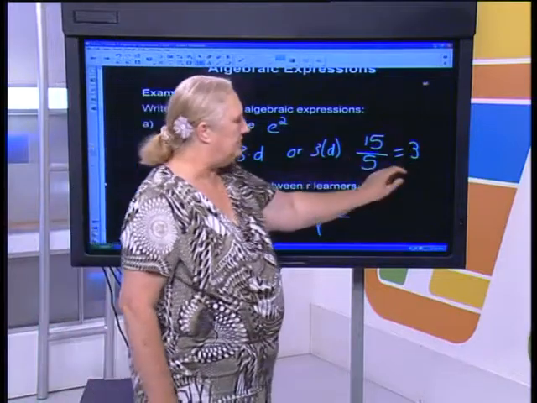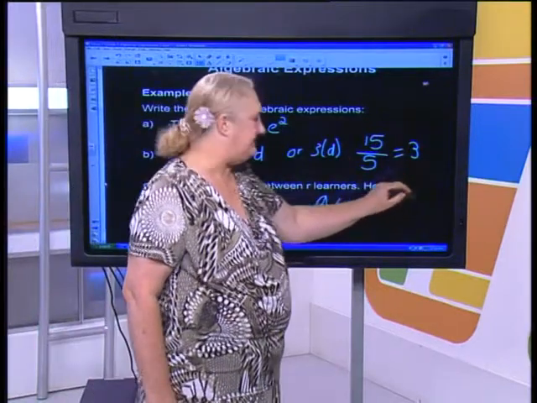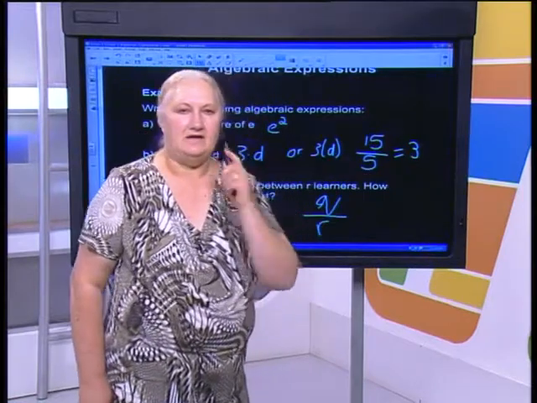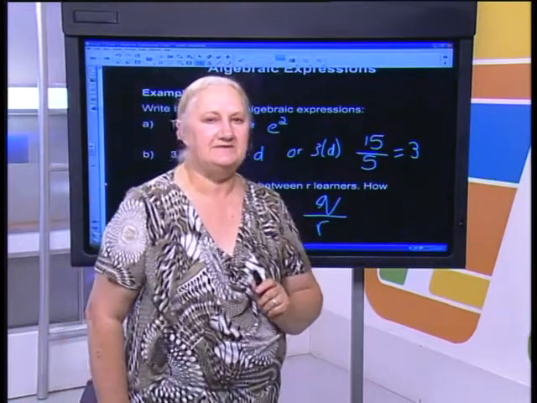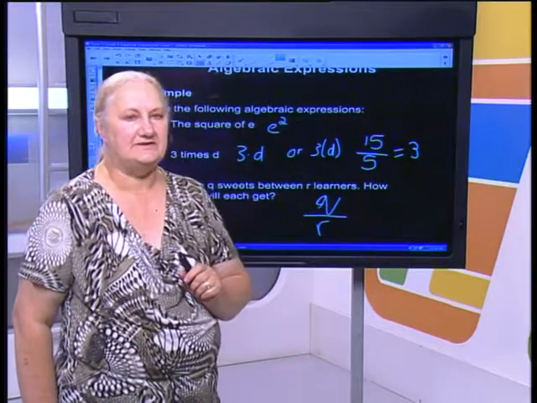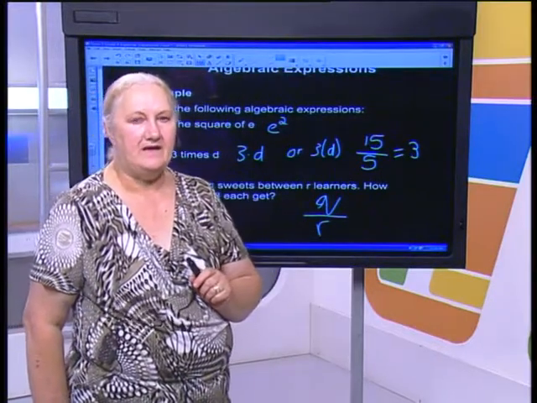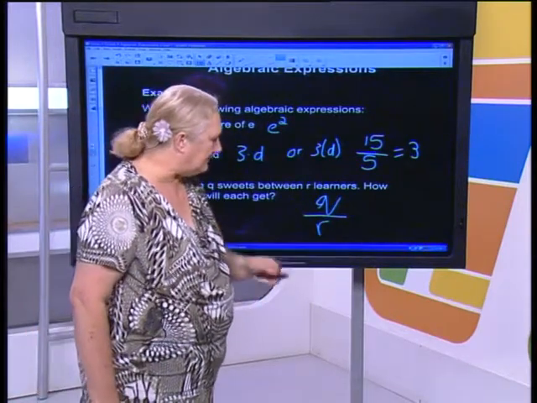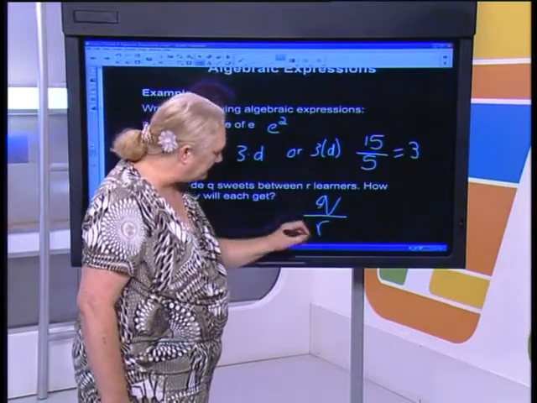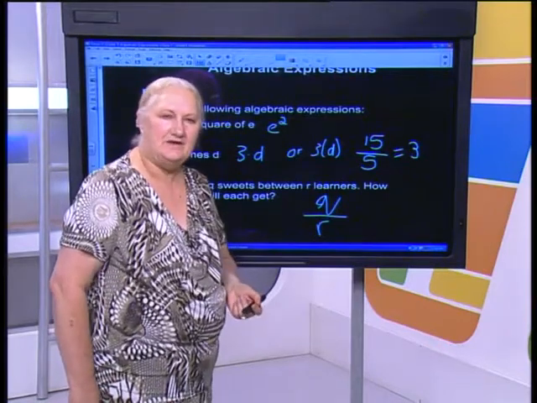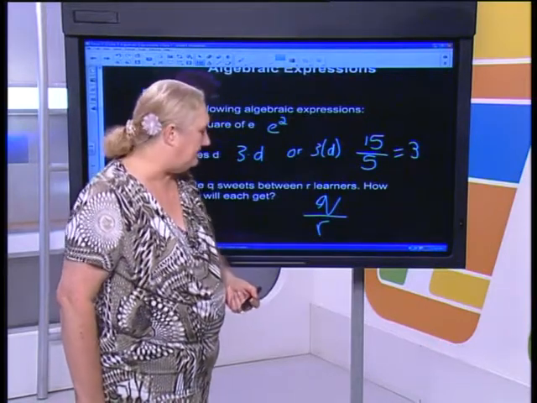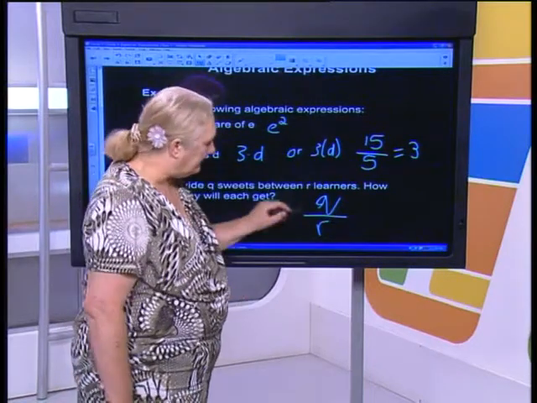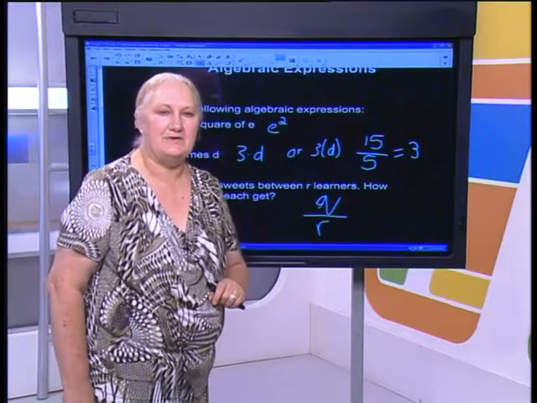What did we do to get the number of sweets for each learner? Here we divided the 15 and it gave us 3. Now remember what we said about unlike terms and also like terms. Can we divide the two unlike terms? Can we say Q goes into itself once and Q goes into R 3 times? No, we can't. It's not the same term. Like we had numbers, so we can work it out. Here we have letters, so we cannot.